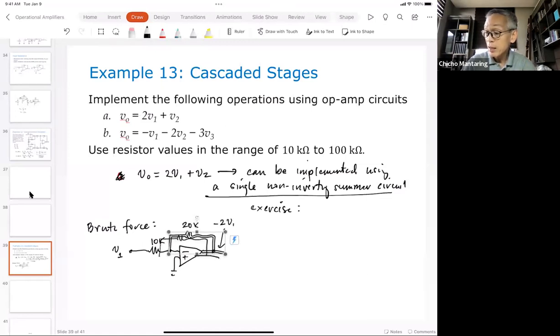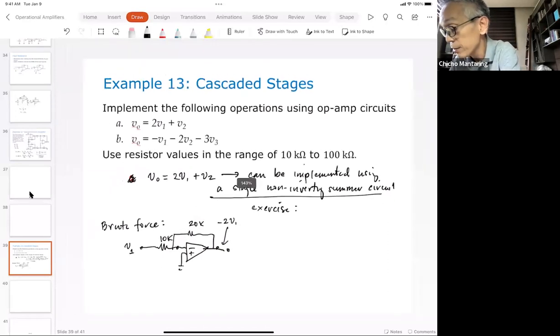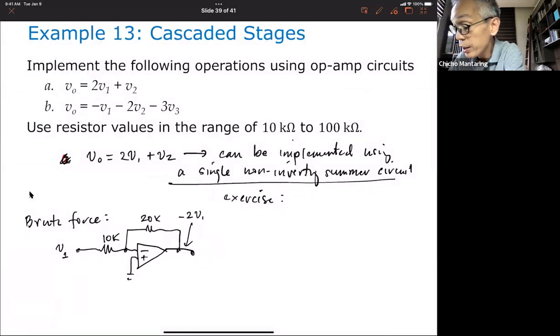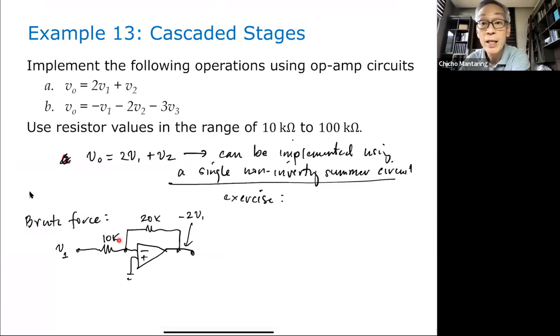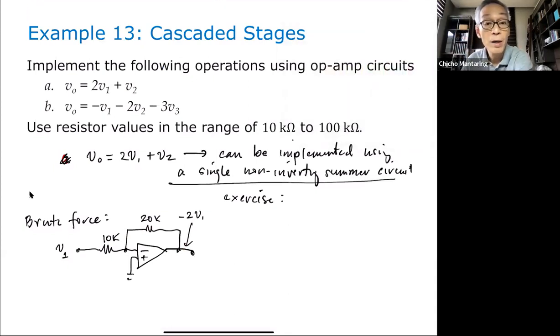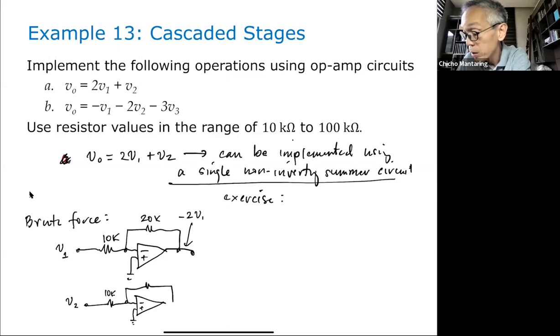Because 20 over 10, sorry about this. I'm not in presentation mode. No? Yeah. 20 over 10 is equal to 2. So at this point, this is minus 2 V1. No? Okay. And then V2, I can pass this to an inverting amplifier with a gain of minus 1. So what is this point going to be? This is going to be minus V2.